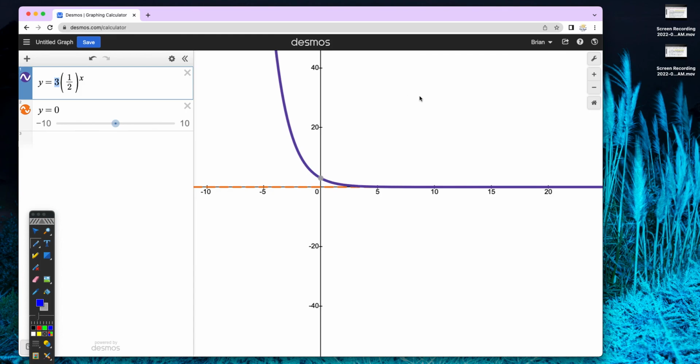So hopefully you feel comfortable with what exponential growth looks like, what its graphs look like, and how it relates to its equation.